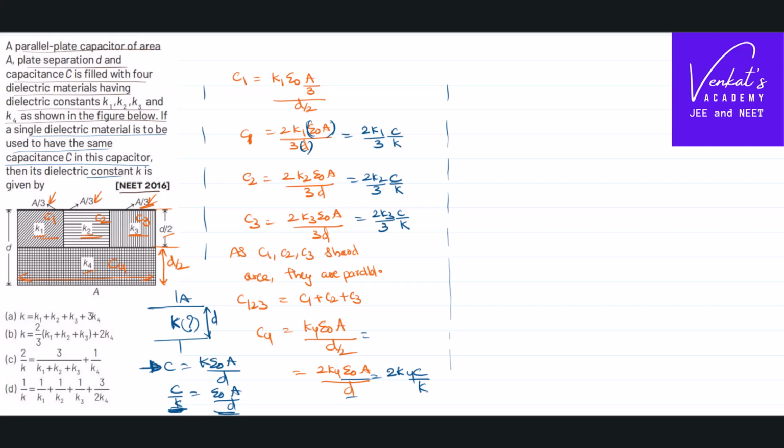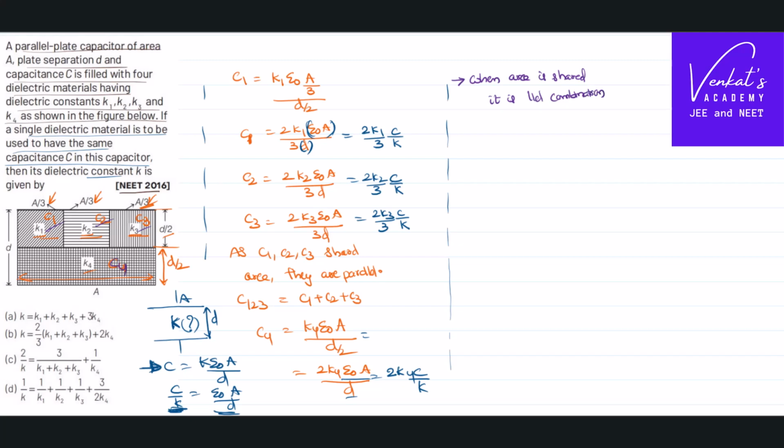It's very clear that C1, C2, C3 are parallel and their combination is in series with C4. How do I say that? You need to know one important thing. As I told you earlier also, when the area of the plates is shared, it is a parallel combination.